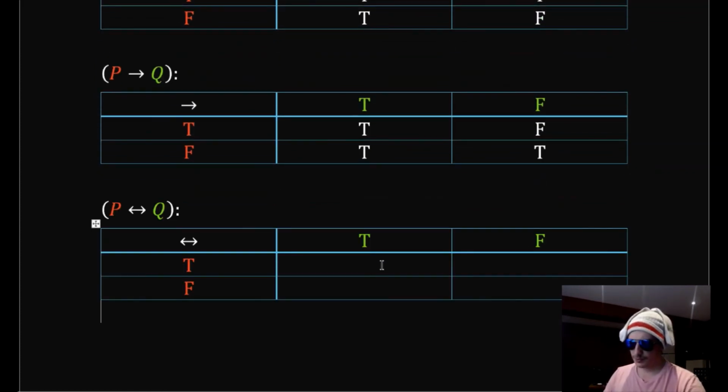Okay? The value of P if and only if Q is true whenever P and Q are both true or both false. But if one is true and one is false, then it's false. So in this case, true if and only if true is true. True if and only if false is false. False if and only if true is false. But false if and only if false is true. So this is how if and only if works. Okay, those are the basics of Boolean logic.